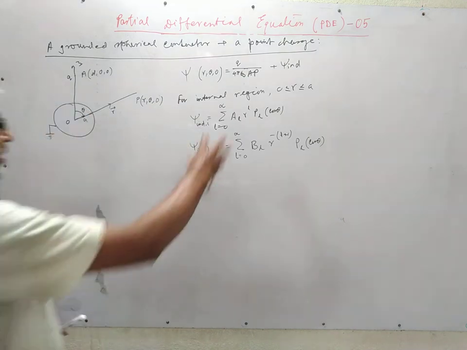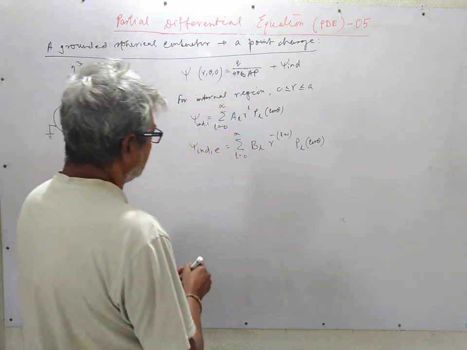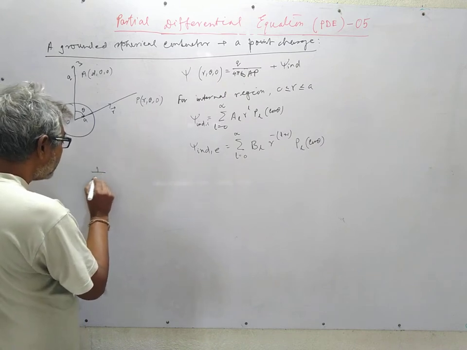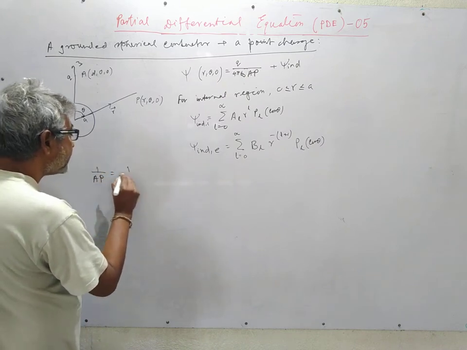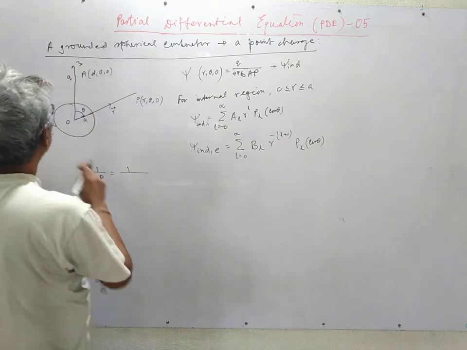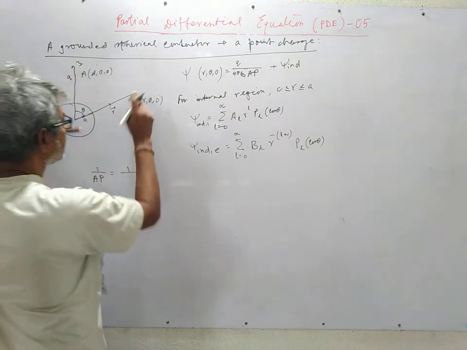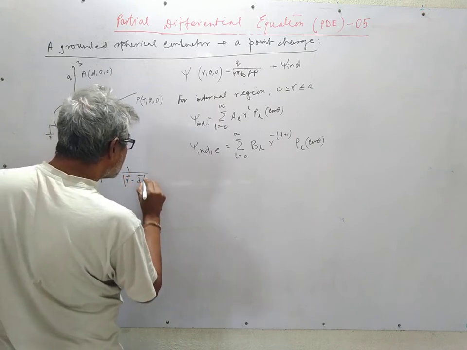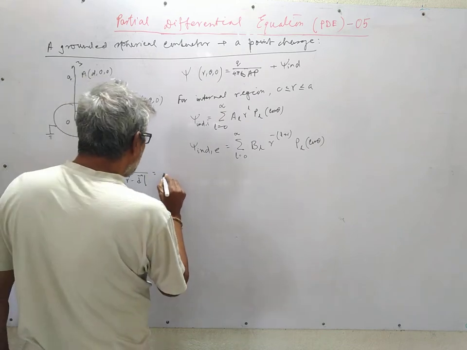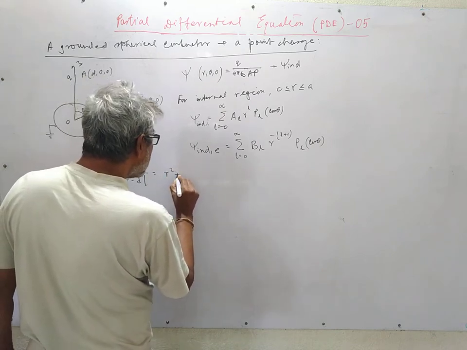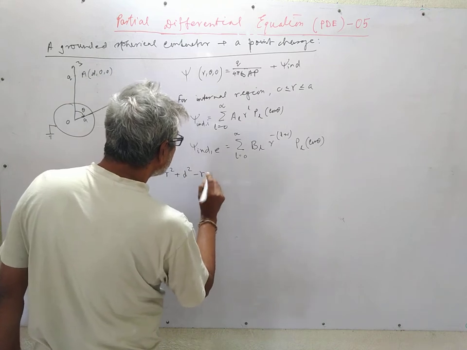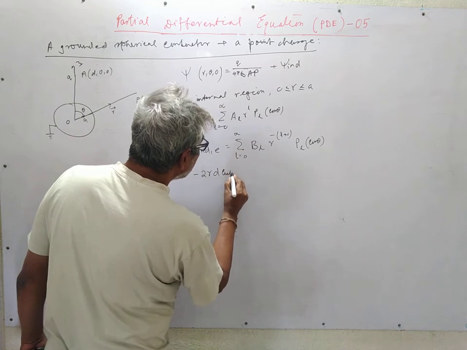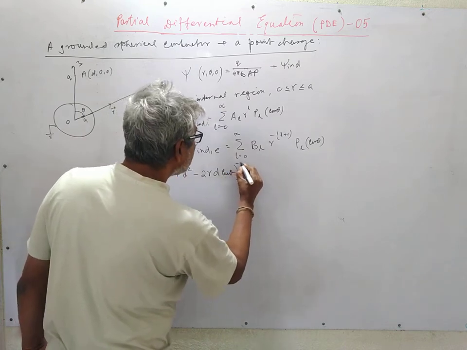Now coming to the AP part. For 1 upon AP, this distance can be written as follows. This much is the d vector and this is the r vector, so this is the magnitude of r minus d vector, which is equal to r square plus d square minus twice r d cos theta, to the power minus half.